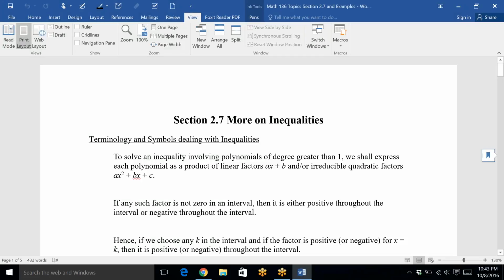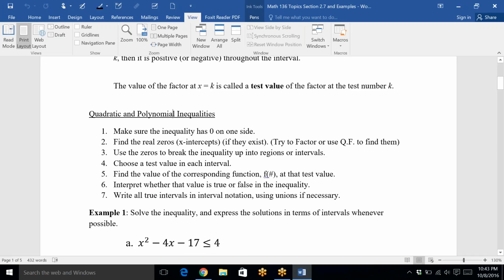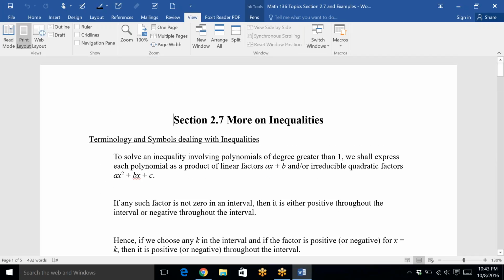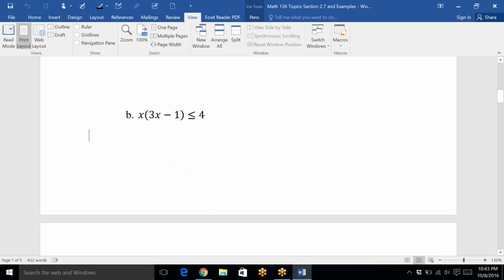Okay, this is the 2.7 extra notes, left off where we were talking about how quadratic, polynomial, and rational inequalities can be solved, but that we use a chart method for solving them, and it has to do with what are called critical values. So I'm going to pick back up and do the examples that we skipped over in class, and then I will post this to the YouTube channel.